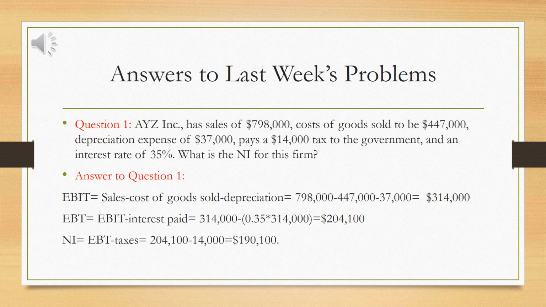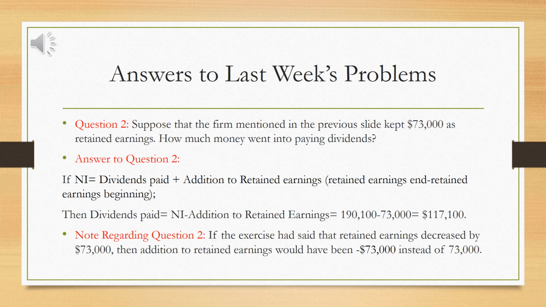Now, earnings before tax equals 314 thou minus 0.35 times 314, since the interest rate is 35%. Earnings before tax equals 204,100. Thus, net income equals 204,100 minus 14 thou, which is 190,100. Now, suppose that the firm mentioned in the previous slide kept $73,000 as retained earnings.